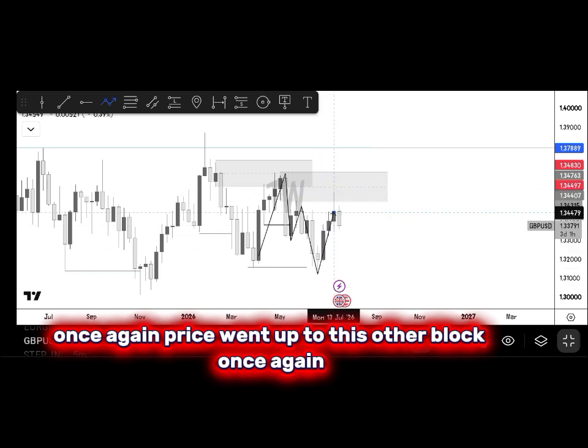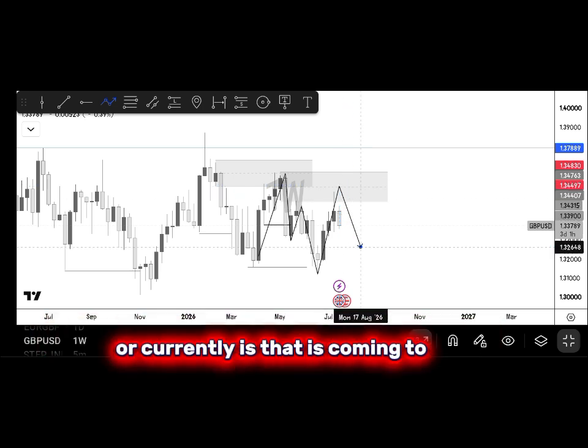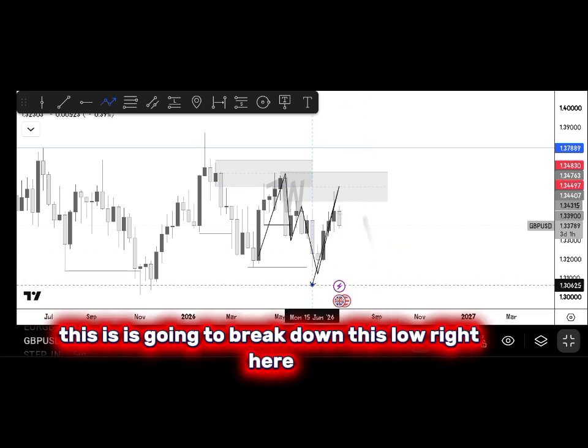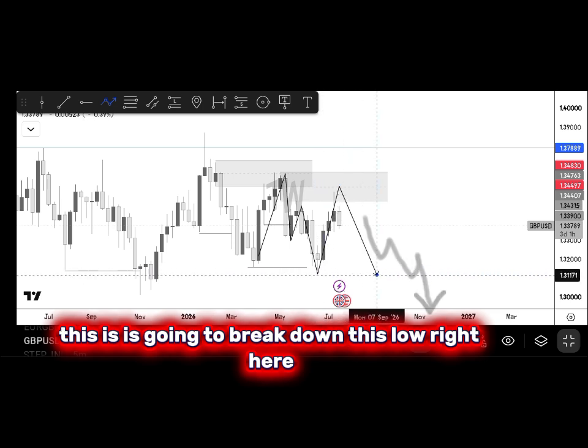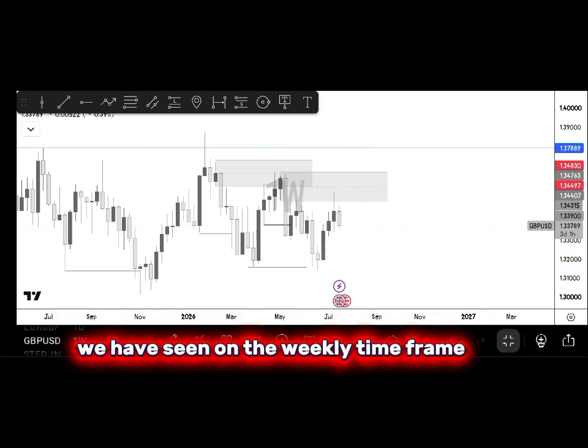Price went up to this order block once again. Now the next move it is going to take in the nearest future, or currently, is that it is going to break down this low right here. So this is the price action we have seen on the weekly time frame.